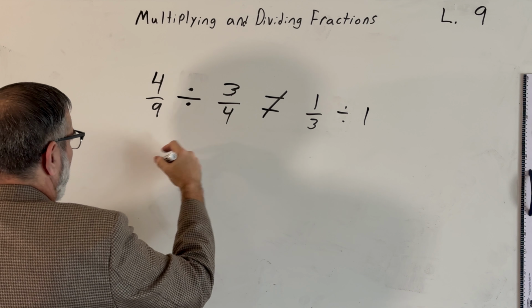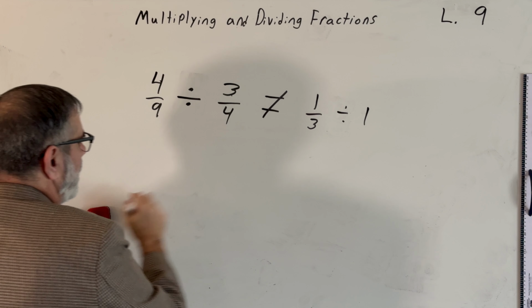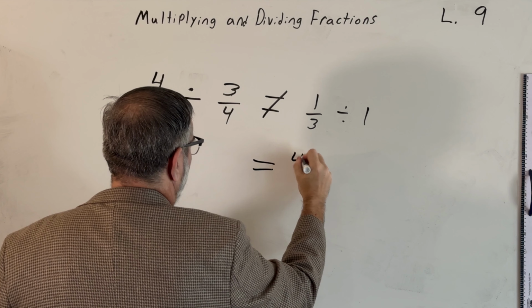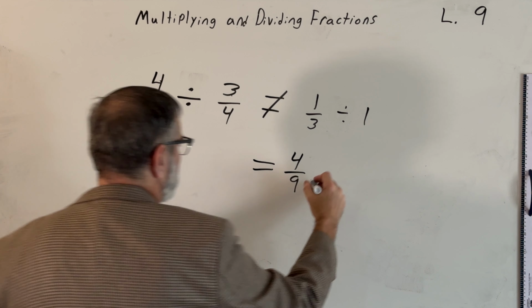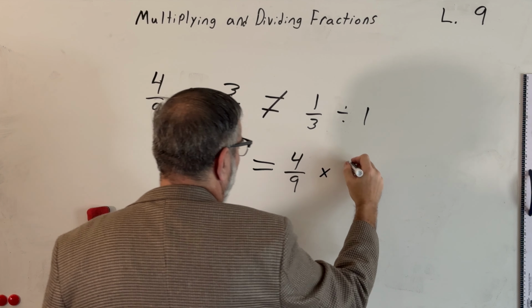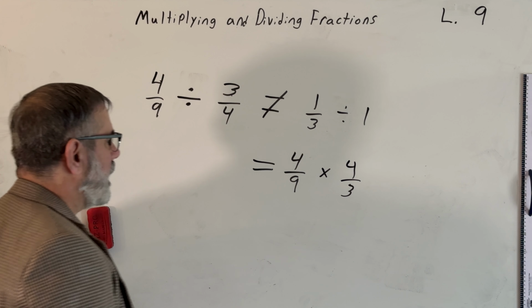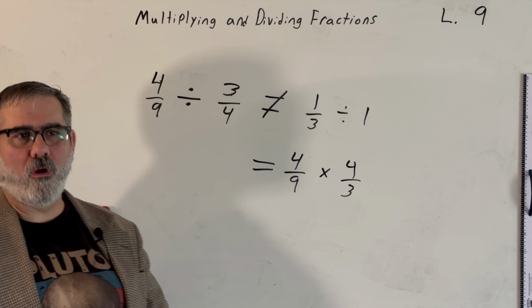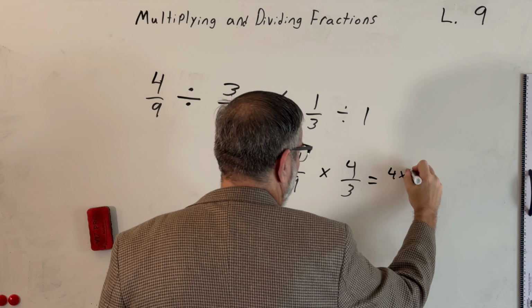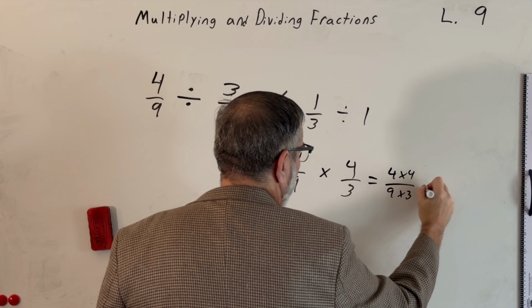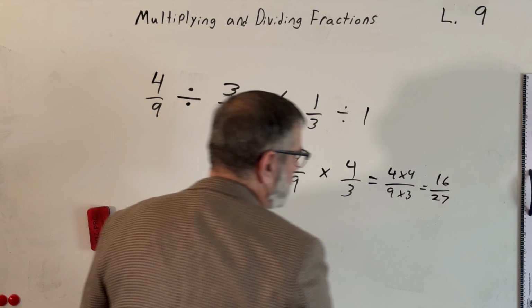You have to first rewrite the division problem as a multiplication problem, right? 4/9 times the reciprocal of 3/4, which is 4/3. Now you see the 4 and the 3 are exactly the wrong place to give you any kind of cancellation. This is just 4 times 4 over 9 times 3, which is just 16/27.